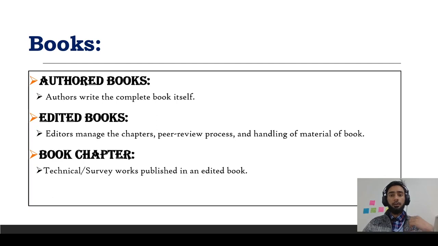First of all are the authored books, in which the author writes all the chapters of the book, starting from chapter 1 to the last chapter. These are the authored books. So the author writes all the chapters. Then there are edited books.